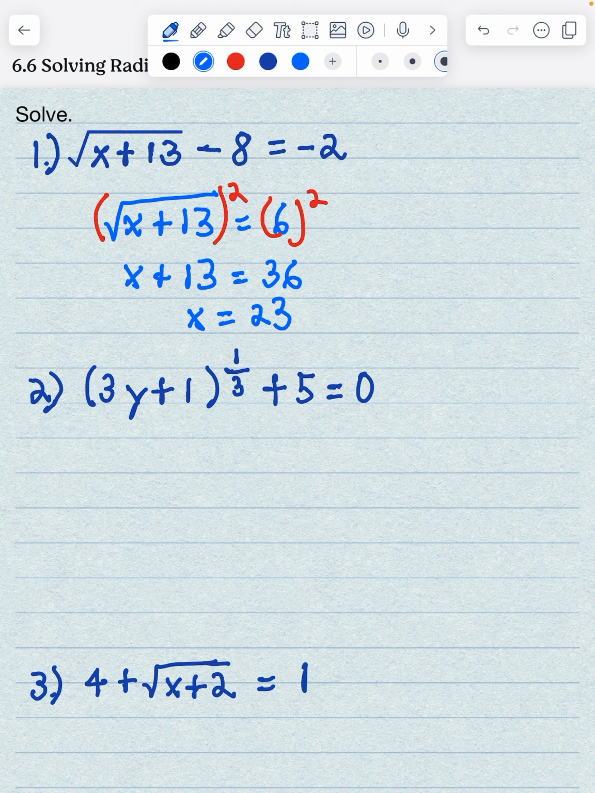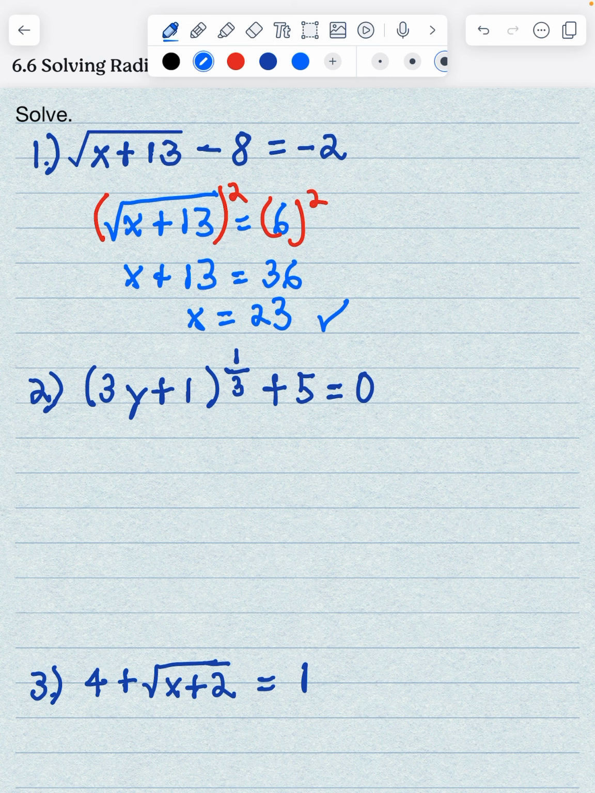And we want to get in the habit of checking that, and we do that by plugging back in for x. So 23 plus 13 is 36. The square root of 36 is 6, and 6 minus 8 equals negative 2, so it checks. Let's go to number 2.